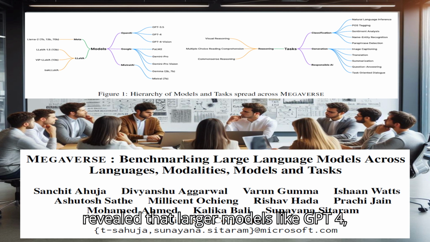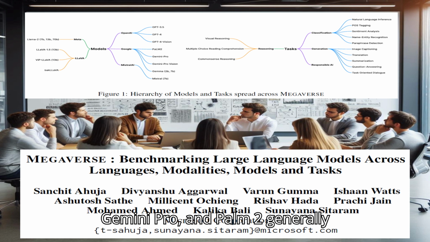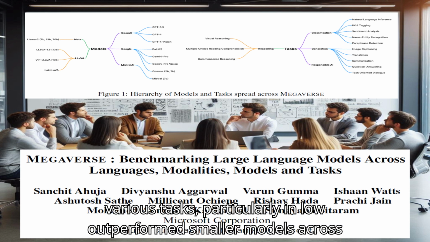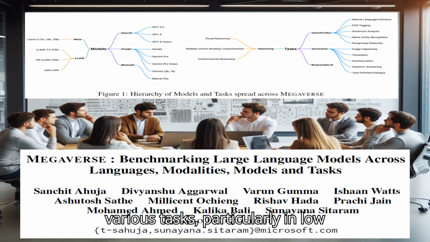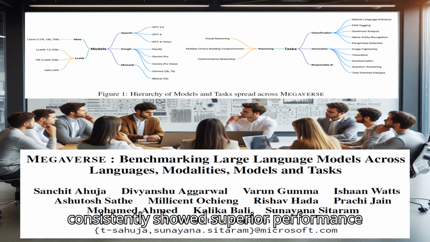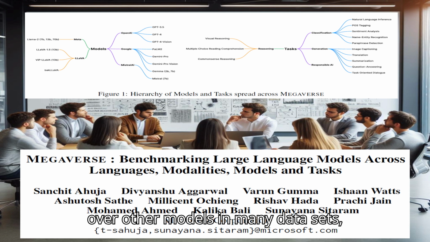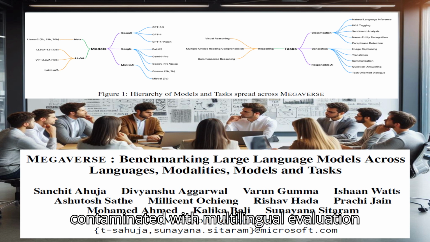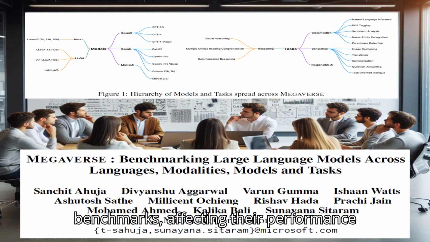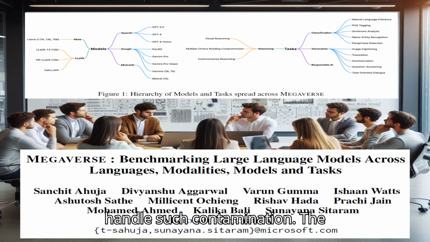Results and analysis. The experiment revealed that larger models like GPT-4, Gemini Pro, and Palm-2 generally outperformed smaller models across various tasks, particularly in low-resource languages. GPT-4 consistently showed superior performance over other models in many datasets, highlighting its effectiveness in multilingual understanding and generation. The contamination study indicated that several models are likely contaminated with multilingual evaluation benchmarks, affecting their performance and necessitating methods to detect and handle such contamination.